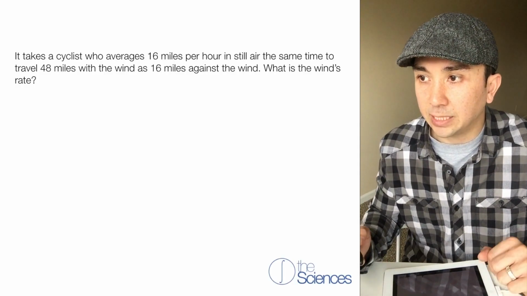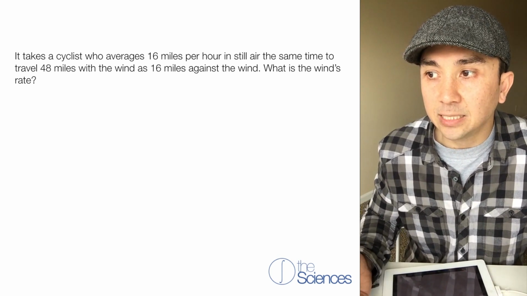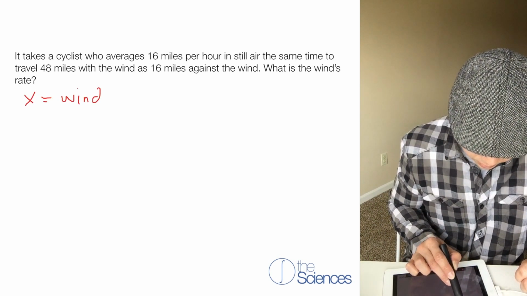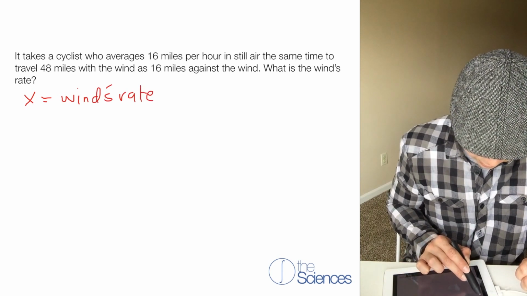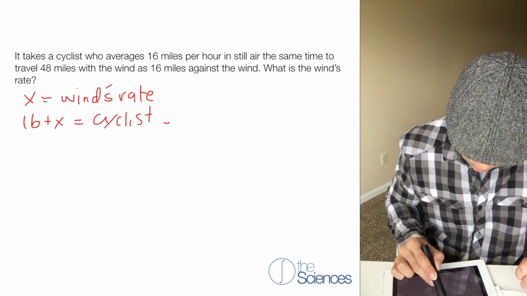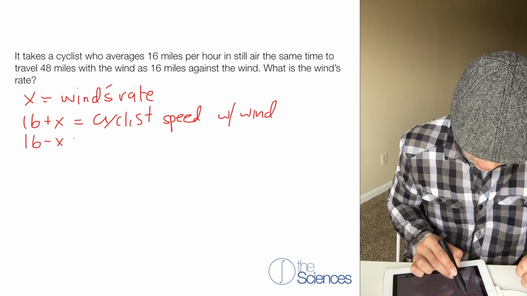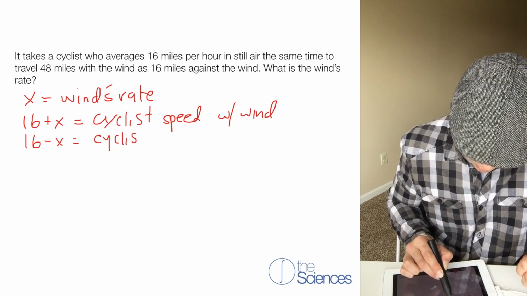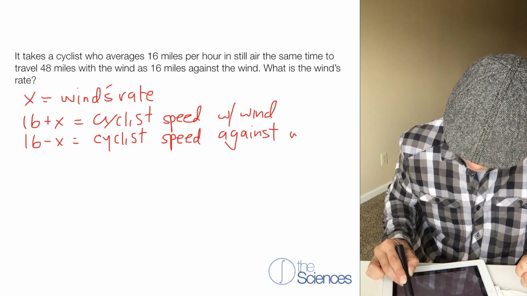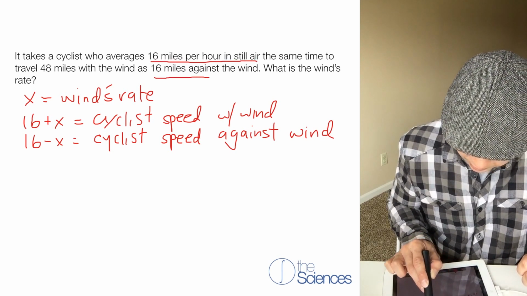It takes a cyclist who averages 16 miles per hour in still air the same time to travel 48 miles with the wind as 16 miles against the wind. So if we have x equals the wind's rate, then 16 plus x equals the cyclist's speed with wind, and 16 minus x equals the cyclist's speed against the wind. Because here, the average of 16 miles per hour is in still air, and then 16 miles against the wind.